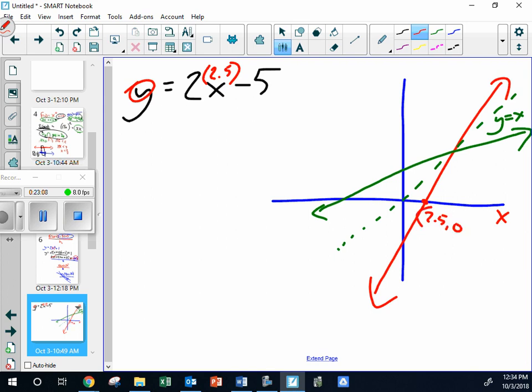Why do I care? Because then I can take that point, and if this is really an inverse, what's the most important thing about x's and y's and inverses? That they flip. The x and y flip. So that point has to be on this other function, and it will be (0, 2.5). Do you get what I'm saying?